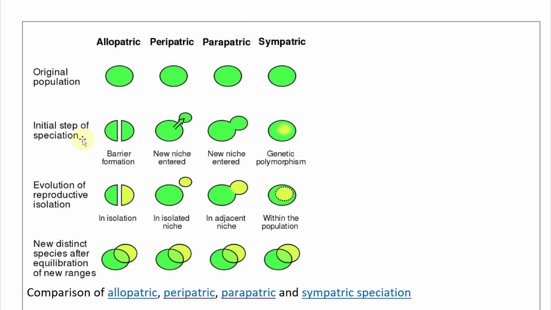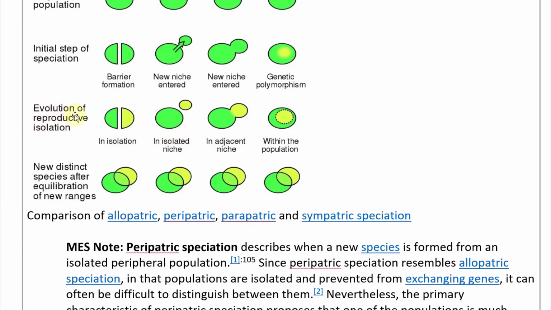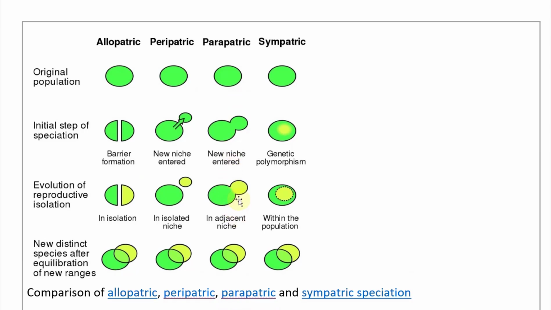New niche entered. This is the initial step of speciation, barrier formation. Both of these have a new niche entered. And then you have genetic polymorphism, and there is a speciation inside this bigger population. And then evolution of reproductive isolation. So in isolation, you're going to have two separate populations. And in the isolated niche right here, this is a smaller one. It's separated, and it's similar to this, but the idea is that it's smaller. Then in an adjacent niche for parapatric, and so that's separated there. And the next one is within the population, the genetic polymorphism. So within population, and that's sympatric.